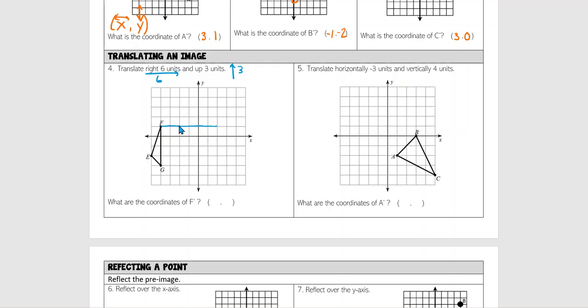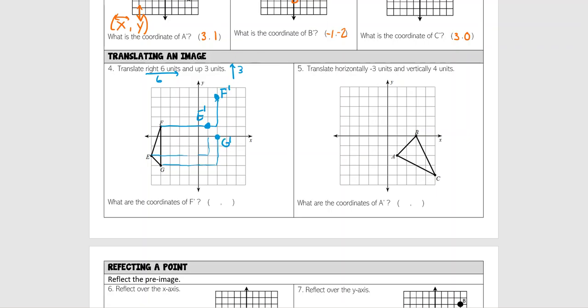Make sure I count that right. 1, 2, 3, 4, 5, 6. Yes, and then we go up 1, 2, 3. I'll plot this point here, and here it's going to be especially important to label. Then we'll do the next one, E, 1, 2, 3, 4, 5, 6, and up 1, 2, 3. This will be E prime. And then we do G, 1, 2, 3, 4, 5, 6, and up 1, 2, 3.